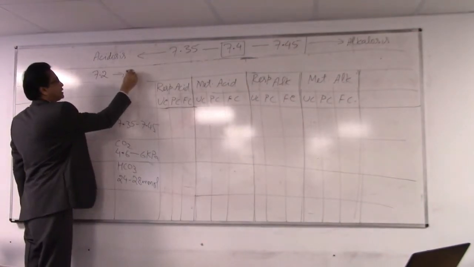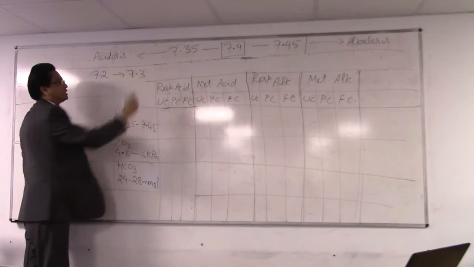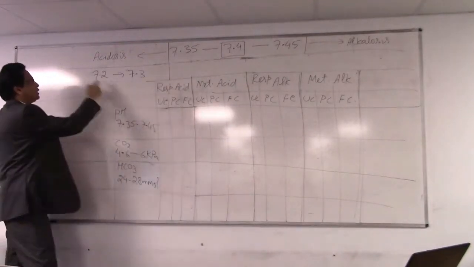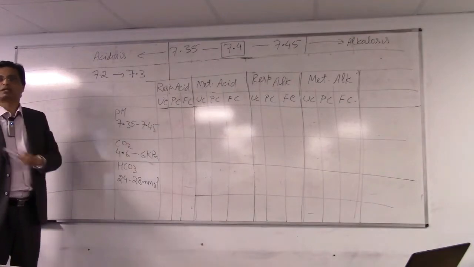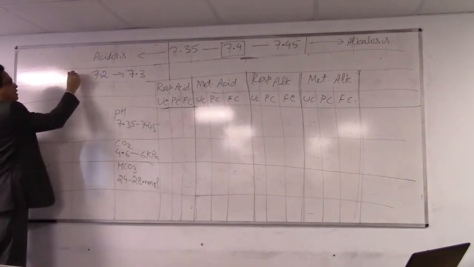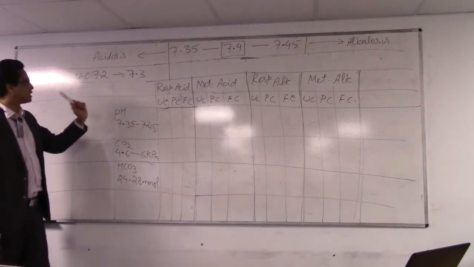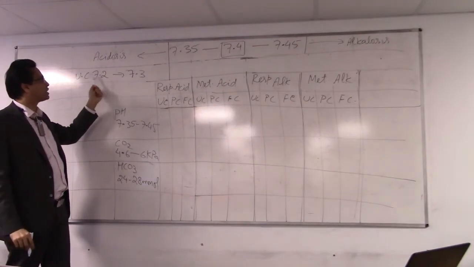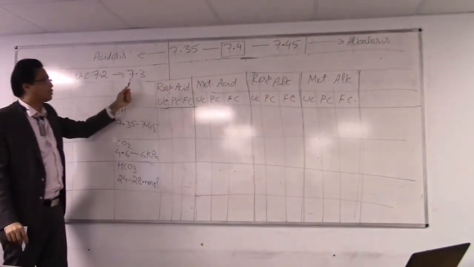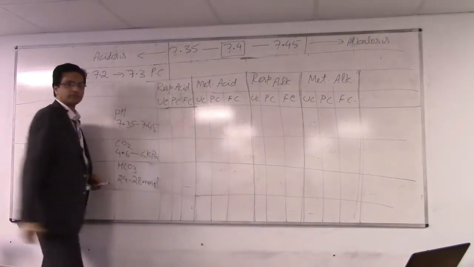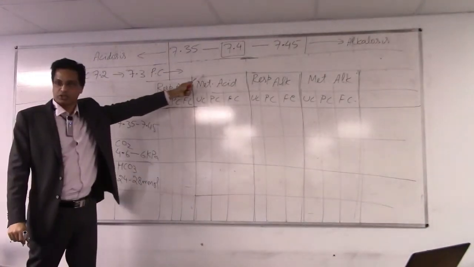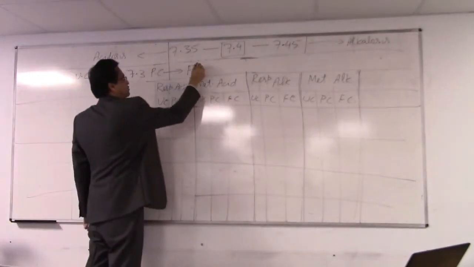Imagine it brought the pH up to 7.3. Has it reached the normal range? Not yet. So here, the initial pH is 7.2, where no compensation has happened. What do you call that? Uncompensated. No compensation happened at all. Now the body has brought the pH towards the normal range, but has not yet reached it. What do you call that? Partially compensated. But imagine the body has brought the pH within the normal range. What do you call that? Fully compensated.